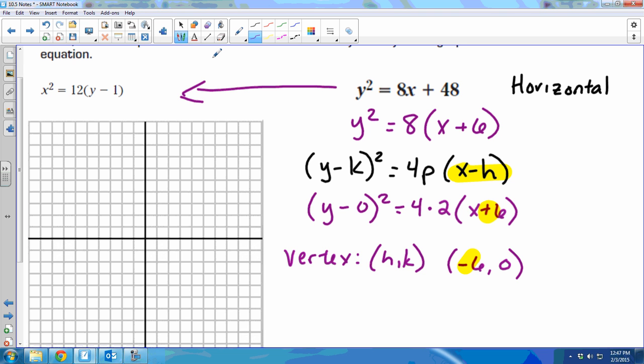The next thing we're going to find is the focus, which is at (h plus p, k). So what is p in this case? 2. So I have -6 plus 2 comma k. So what's -6 plus 2? -4 comma 0. Everybody good?